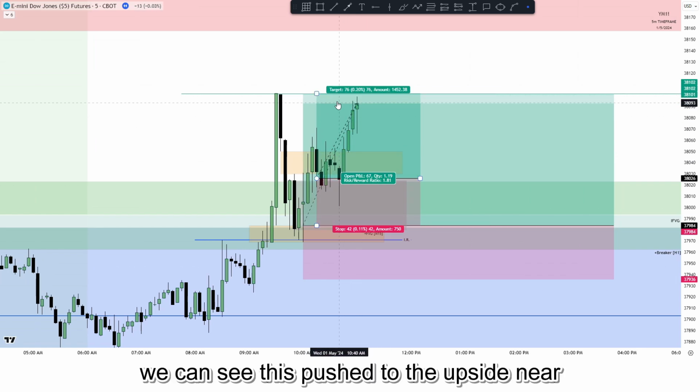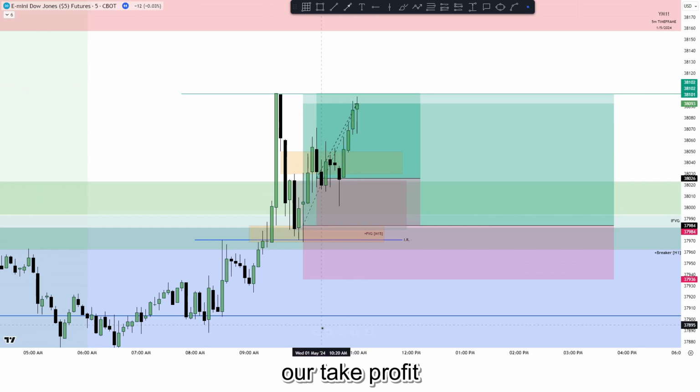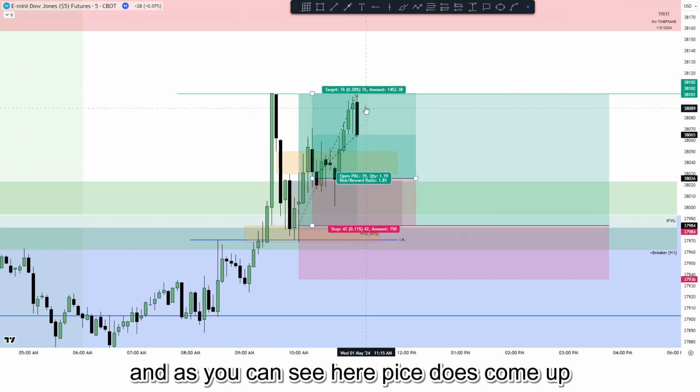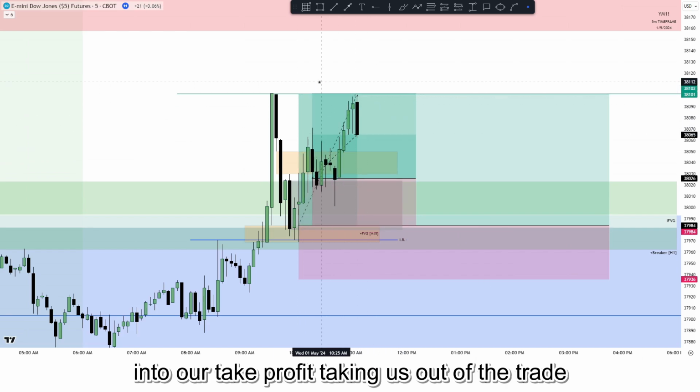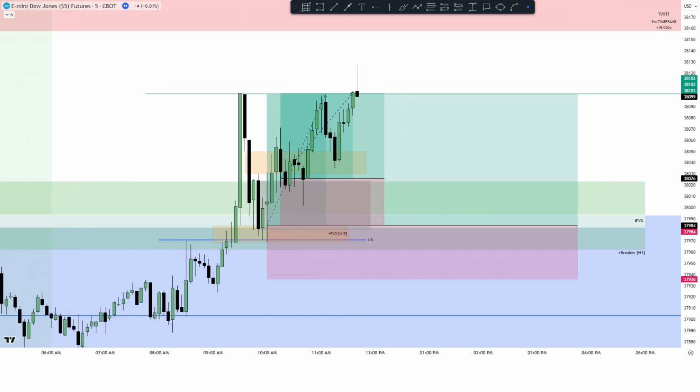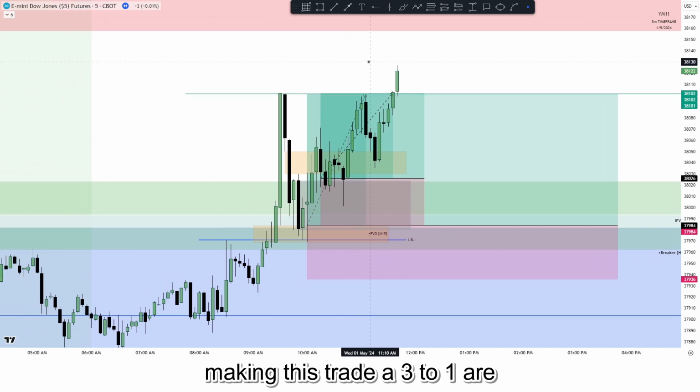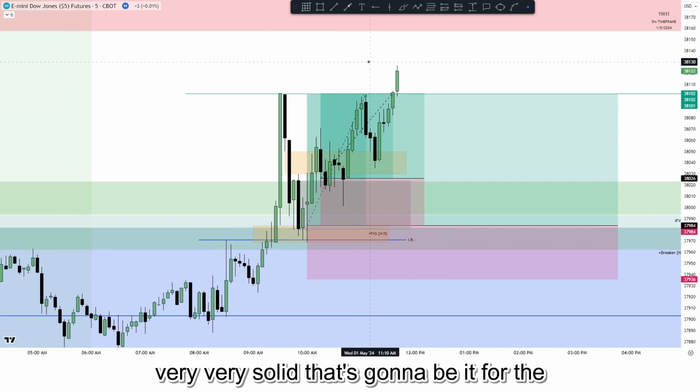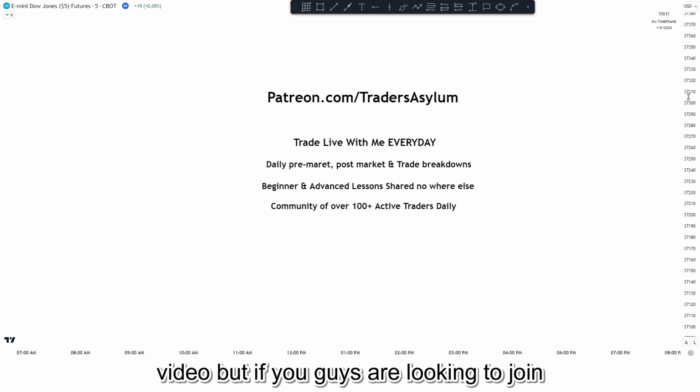We then see this push to the upside near our take profit. And as you can see here, price does come up into our take profit, taking us out of the trade, making this trade a 3-to-1 R. Very, very solid.